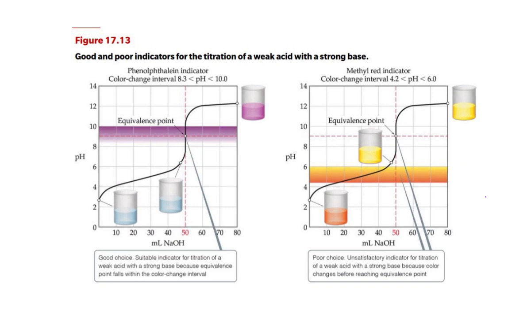This is methyl red for this titration. Inflection point occurs at about pH 9. This methyl red indicator goes from orange color to a yellow color at about between pH 4.2 and 6. So if you did that titration, you would still get the color change, but it would happen somewhere here along your titration curve, and you haven't reached the equivalence point yet, okay? So you want this color change to happen around the equivalence point, right?